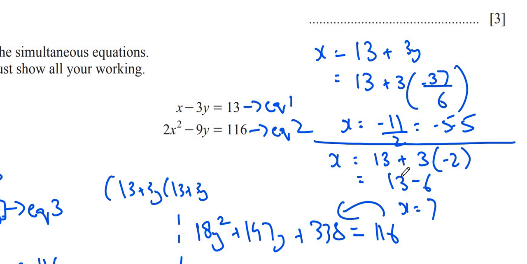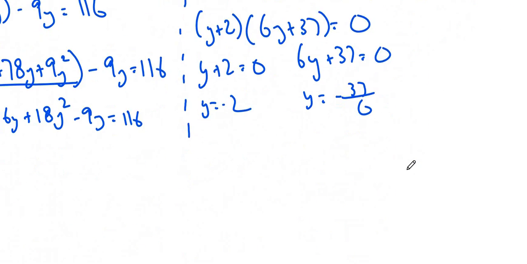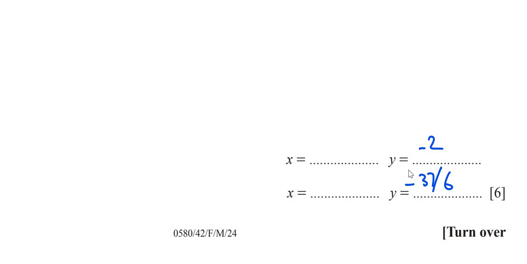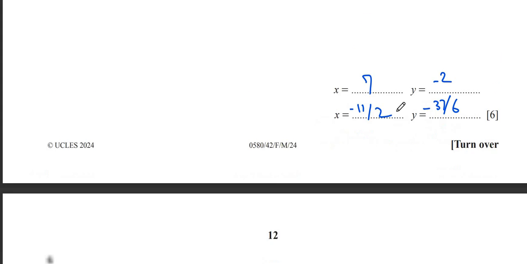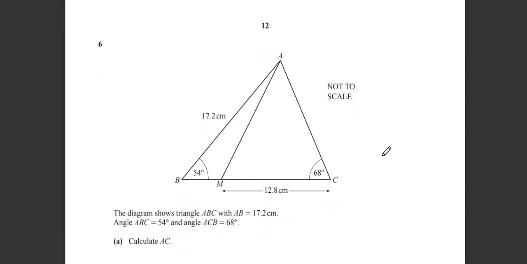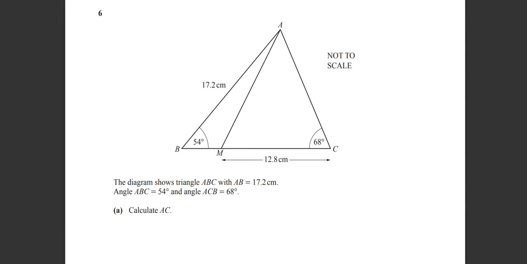So the two values will be: when y is negative 2, x is 7, and when y is negative 37 upon 6, x is equal to negative 11 upon 2. Alright, now let's move on to question number 6.